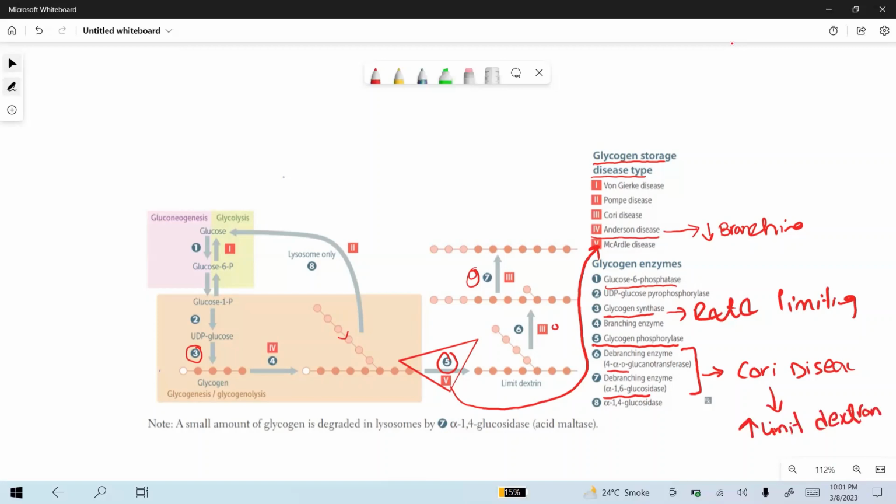Next is the linear glycogen, which is converted back to glucose. Some portion of the glycogen degradation takes place in the lysosome by the enzyme alpha 1,4 glucosidase, also known as acid maltase. Another enzyme that directly converts the branched glycogen into glucose is alpha 1,6 glucosidase.